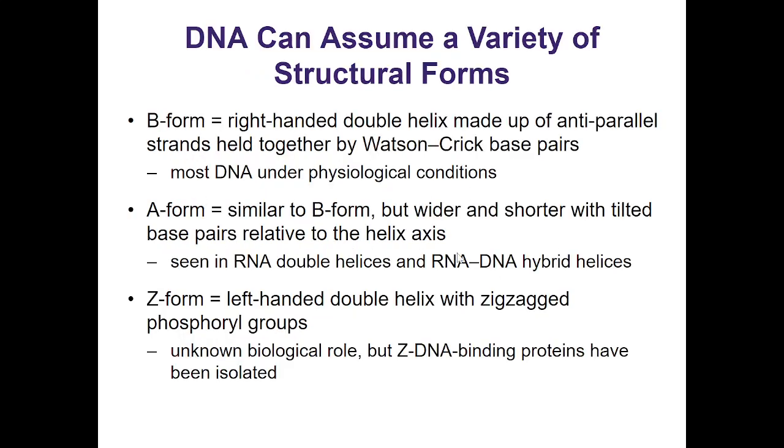This A form is actually seen in RNA double helices. This is also seen in RNA-DNA hybrid helices. So whenever you do that normal transcription process that we've been talking about, this is fairly common. Anytime you make a hybrid, it's fairly common to see the A form. The Z form is going to be the left-handed double helix. This will have zigzag phosphoryl groups.